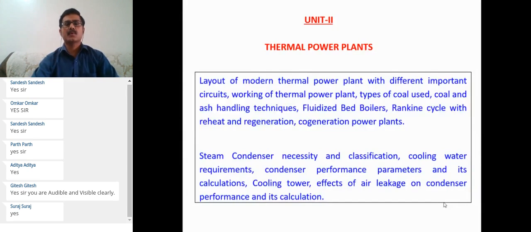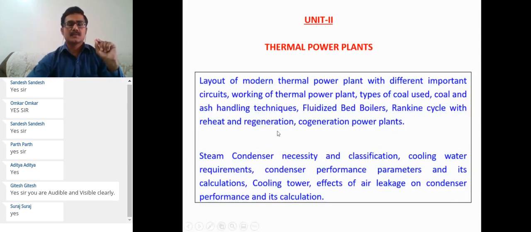So some numericals would be involved there, not only in the first part of this unit number 2. The numericals would also be there with the Rankine cycle, and the Rankine cycle with reheat and regeneration.